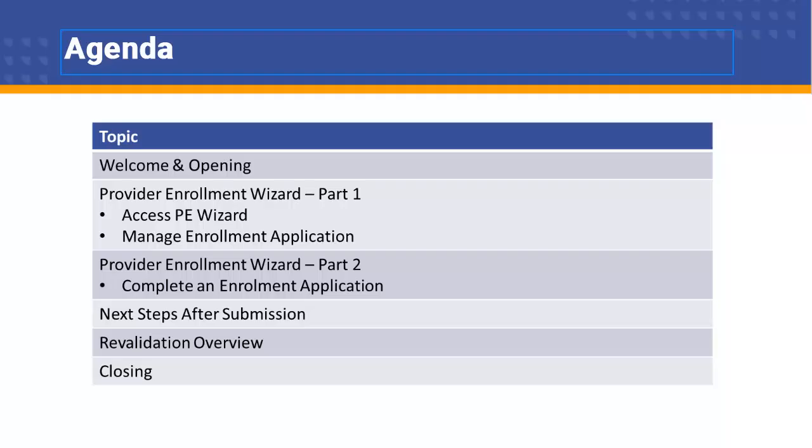Our agenda topics today: we have a welcome and opening, so we have a few more slides to cover that. And we'll jump into the Provider Enrollment Wizard Part 1, where we'll access the PE Wizard. We'll go over managing an enrollment application, and then we'll jump into Part 2 of our Provider Enrollment Wizard session, where we'll complete an enrollment application. We'll go over the next steps after submission. We'll do a revalidation overview, and we will wrap everything up.